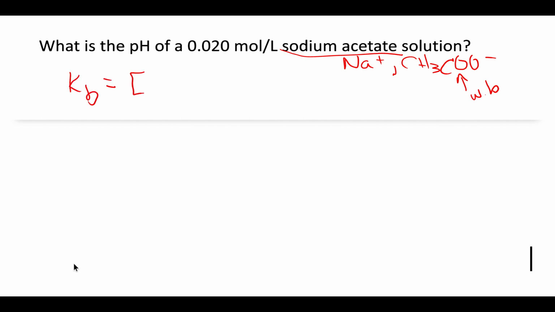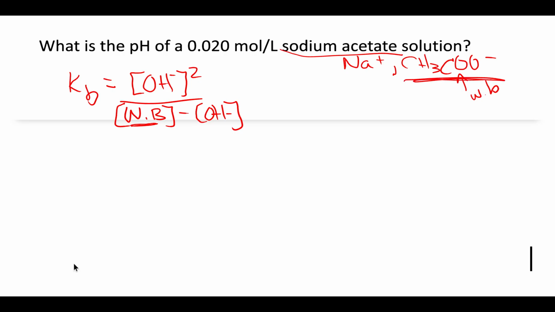The Kb formula is the OH ion concentration squared divided by the concentration of the weak base minus the concentration of OH. Now, we don't have the Kb value and we only have the concentration of the weak base. So what we can do is look up the conjugate acid of our base and get that Ka value. The Ka value of that is 1.8 times 10 to the negative 5, which is in our data booklet.